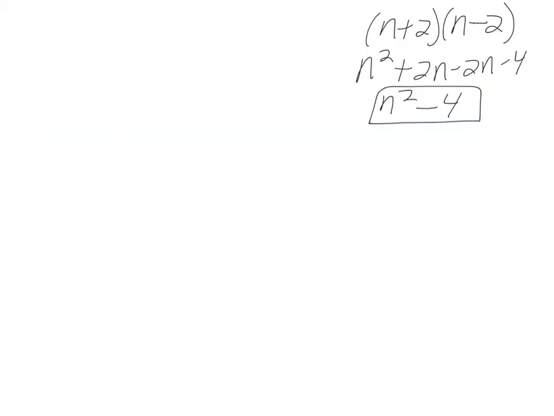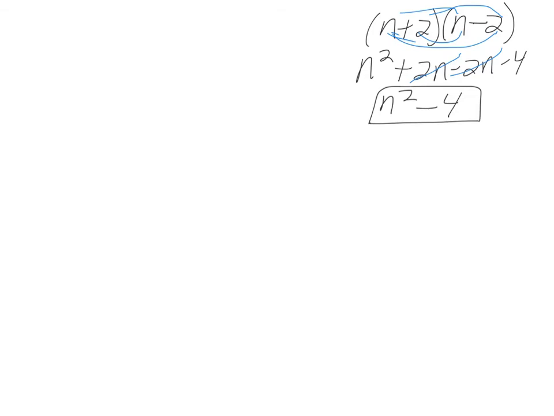Alright, here's our last concept then. This once more is a review. So let's multiply n plus 2 times n minus 2. If I double distribute that, I'd have n squared, 2n, negative 2n, minus 4. Put my like terms together. 2n minus 2n is 0, so I just have n squared minus 4 as my final answer.